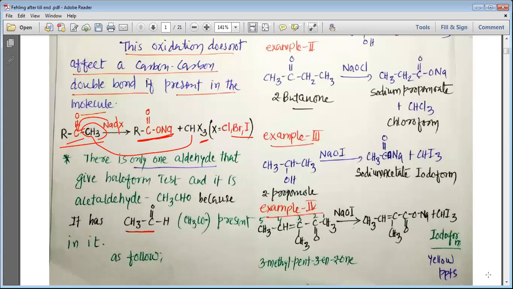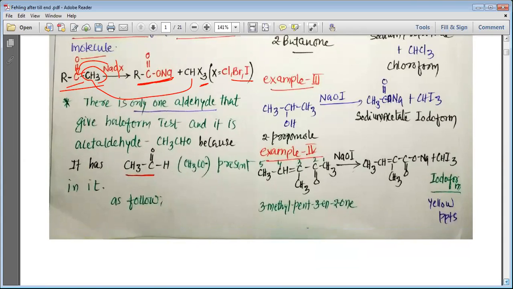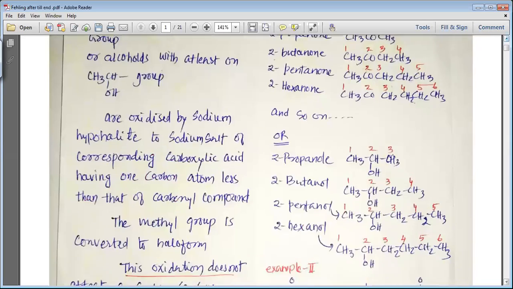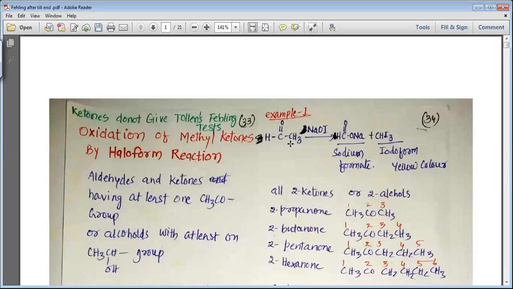There is only one aldehyde that gives the haloform test, and it is acetaldehyde, because acetaldehyde has the CH3CO group present in it, and that is why only acetaldehyde gives the haloform test. The other aldehydes do not give the haloform test. Let us see how acetaldehyde gives the haloform test.